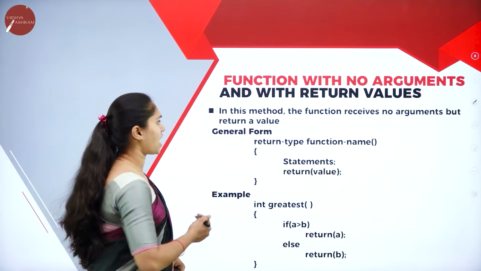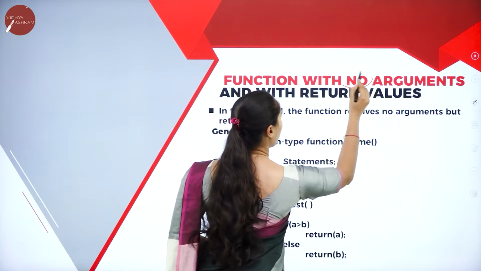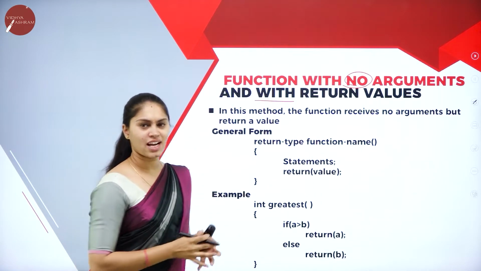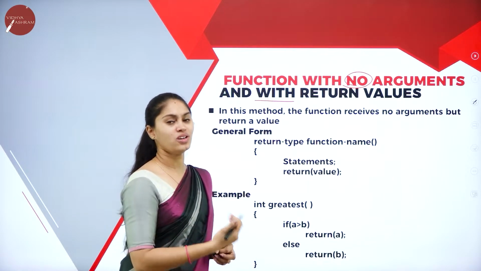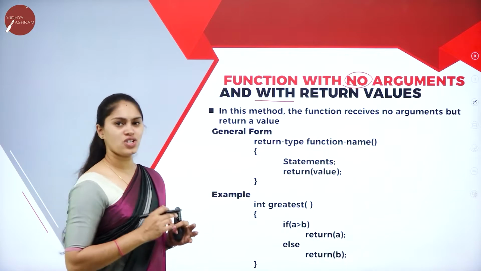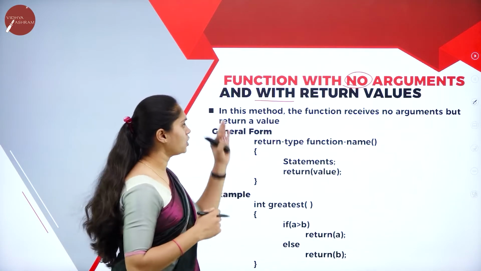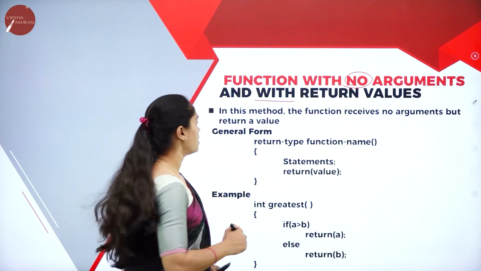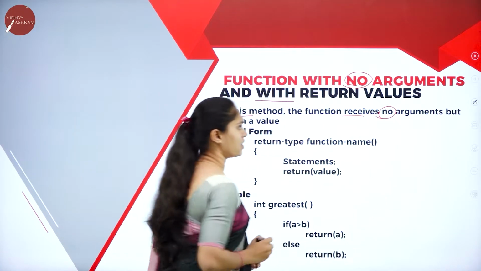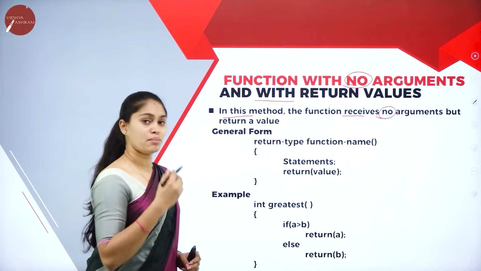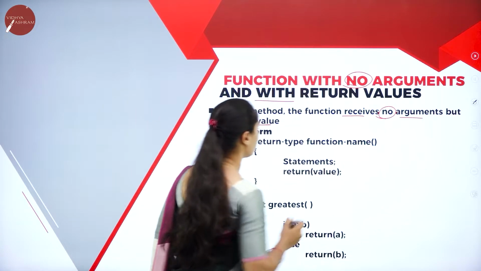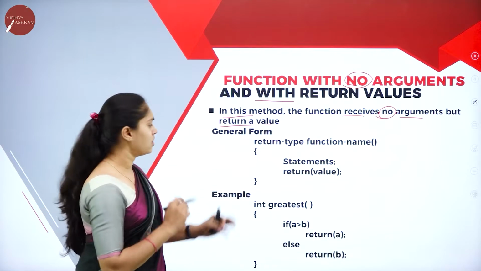So what is the next type? Function with no arguments and with a return value. You are not giving snacks to your friend, but your friend wants to give some snacks back to you. That is what you have to understand here. In this method, the function receives no arguments. I am not going to take any values, but it will return some value back to the main function.